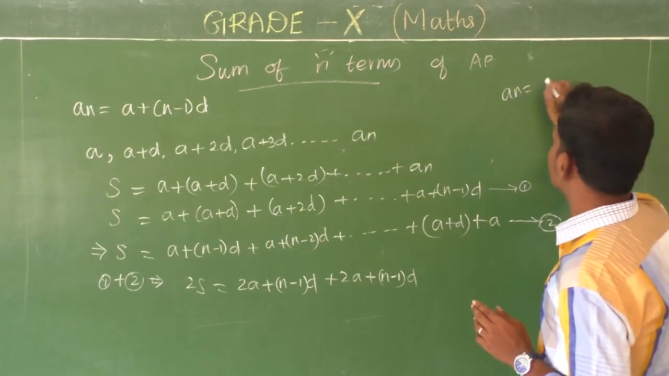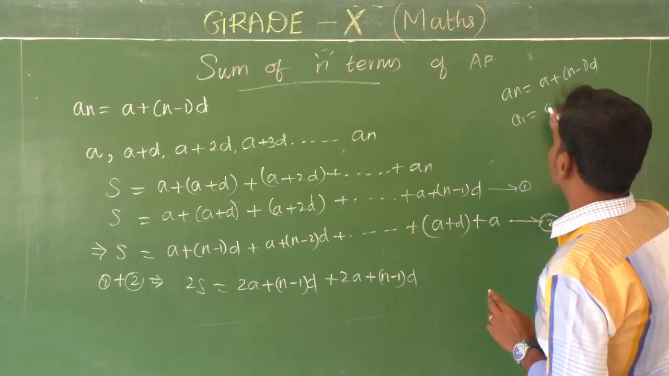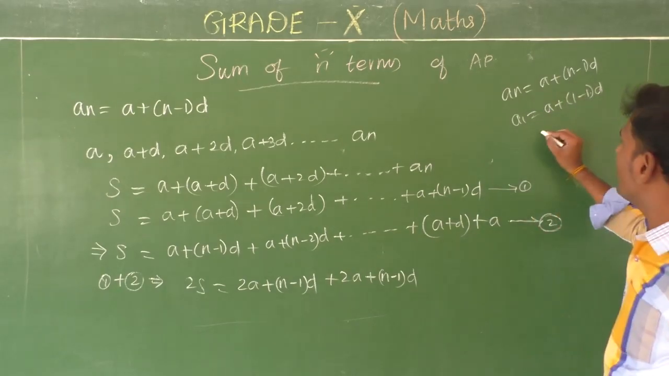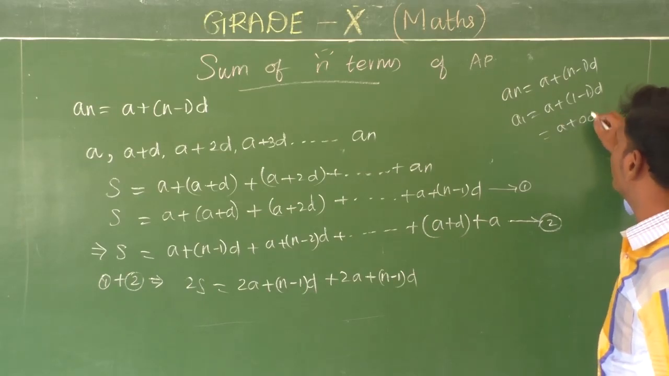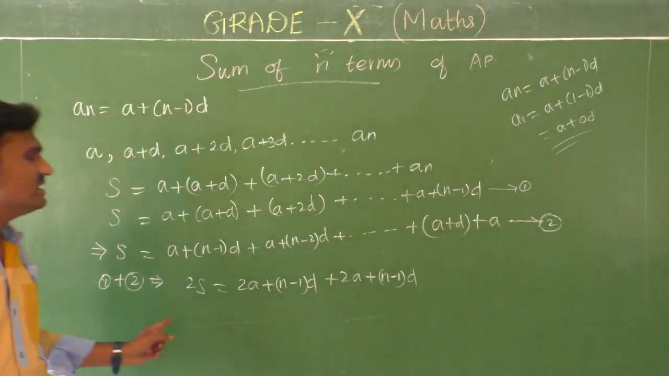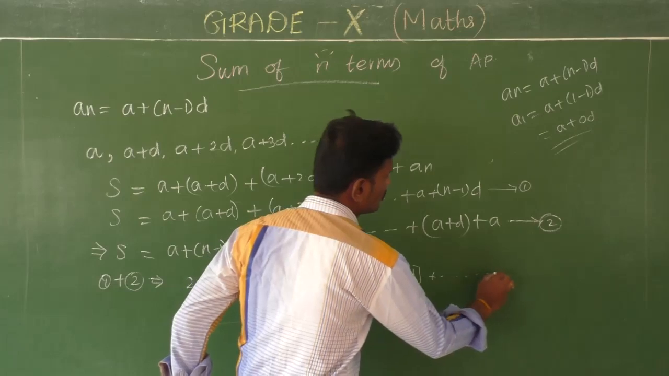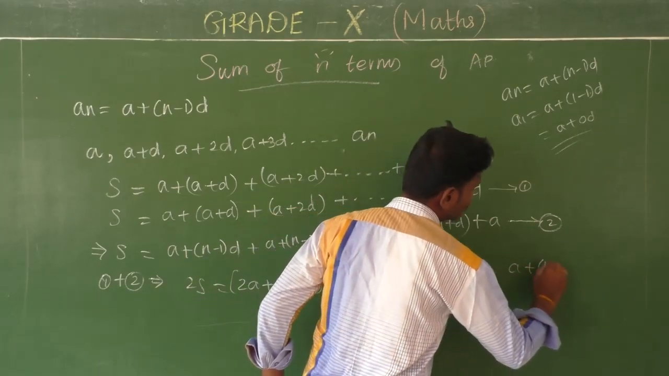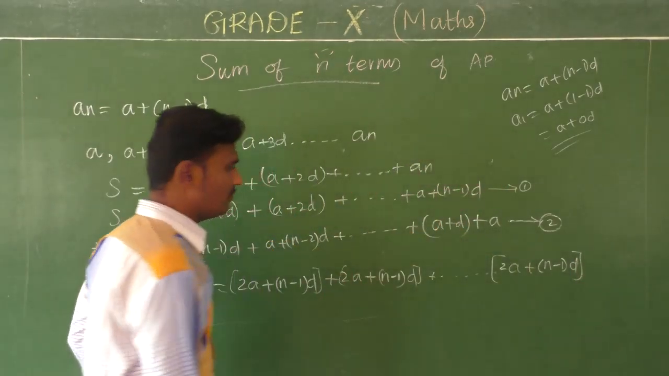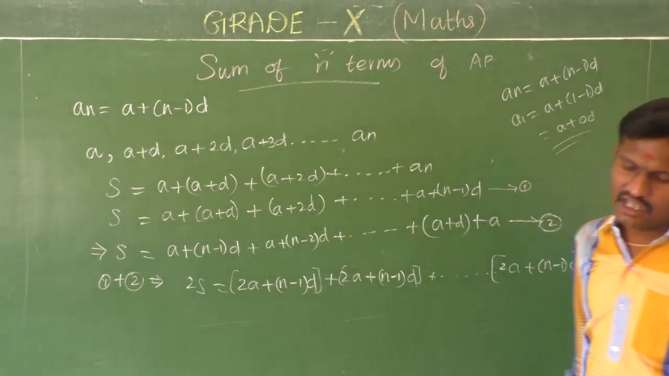What is that formula? an equals a plus (n minus 1) into d. Suppose a1 means a plus (1 minus 1) into d. So like that, a plus 0d is only coming. So I mentioned it like this, 2a plus (n minus 1) into d. Here also it comes like this, and so on. The last term also you should get 2a plus (n minus 1) into d. Yes, students, have you got it?